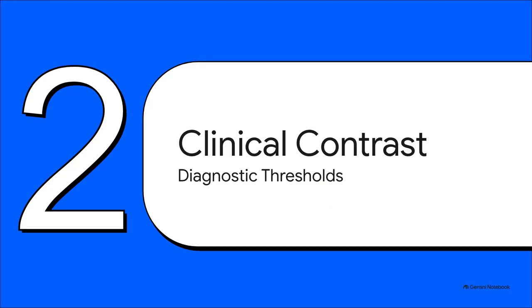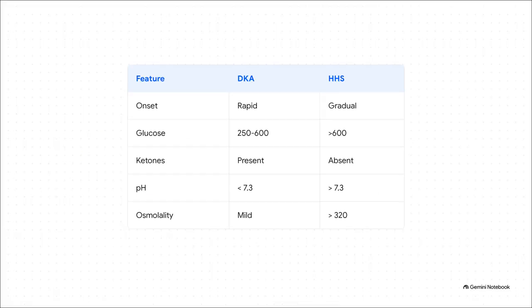Moving on to Section 2, DKA versus HHS, clinical contrast. I highly recommend taking a mental snapshot of these clinical thresholds. Notice how DKA strikes super rapidly. We're talking within hours. And because of those ketones we just talked about, it causes severe metabolic acidosis, where the pH drops right under 7.3. On the flip side, HHS builds a lot more gradually, sometimes over days or even weeks. And look closely at that osmolality metric at the bottom. This right here is the defining feature of HHS, an extremely elevated osmolality pushing over 320 milliosmoles per kilogram. That's the direct physiological result of all that severe dehydration building up over time.